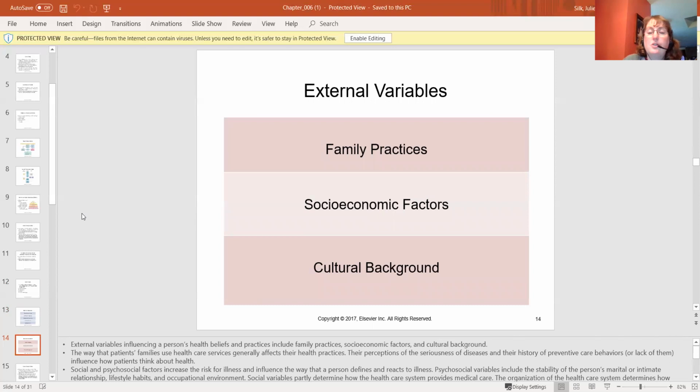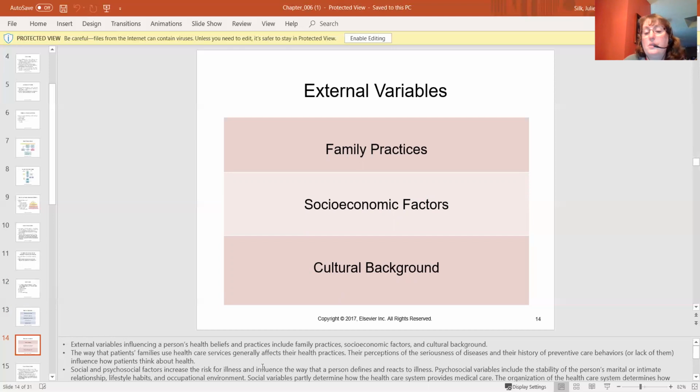Then there are also external variables to consider. Some of these include family practices, socioeconomic factors, and cultural background. The way that patients' families use healthcare services generally affects their health practices. Their perceptions of the seriousness of diseases and their history of preventative care behaviors or lack of them influence how patients think about health. Social and psychosocial factors increase the risk for illness and influence the way that a person defines and reacts to illness.